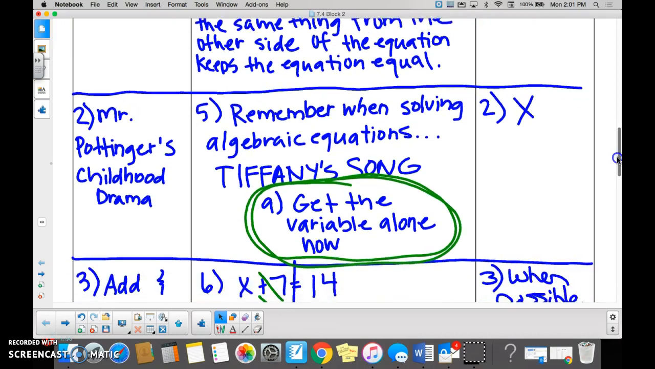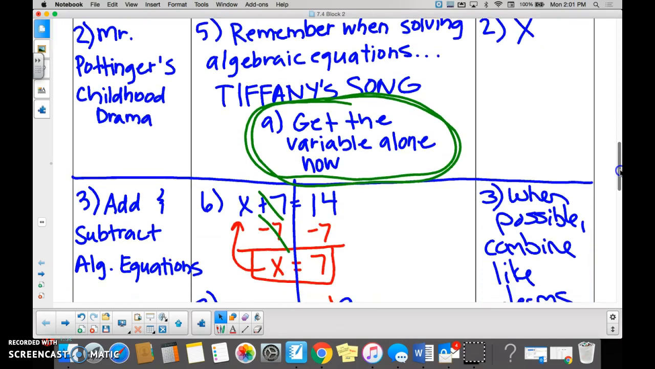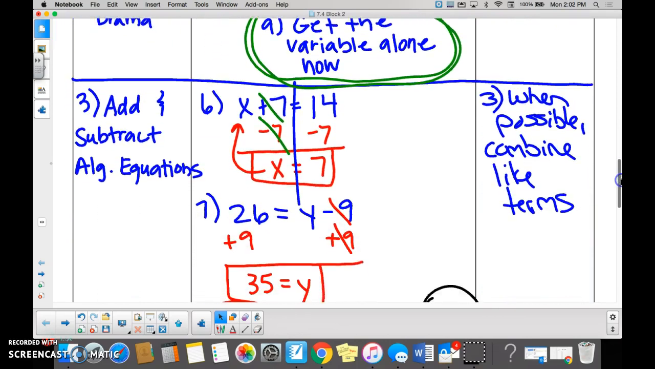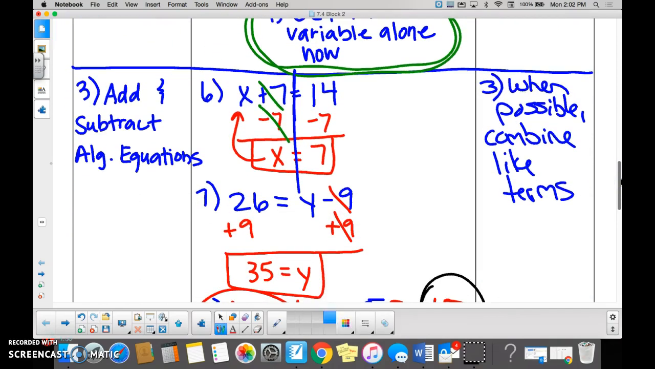Okay, and then number 3, adding and subtracting algebraic equations. Need your eyes up here. Why did I draw this blue line right here? Somebody want to tell me why I drew that nice blue line right there, Kaushik? When solving algebraic equations, we want our equal signs always lined up because that is separating the left side of the problem from the right side of the problem. Okay, and it helps us show equality.